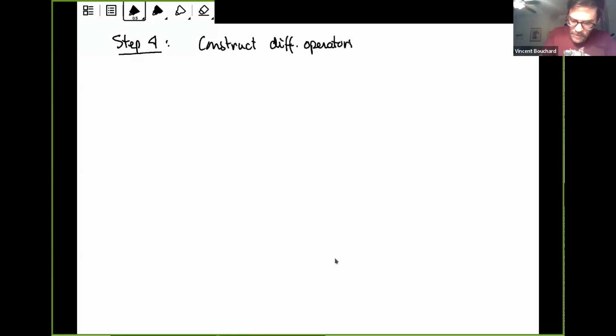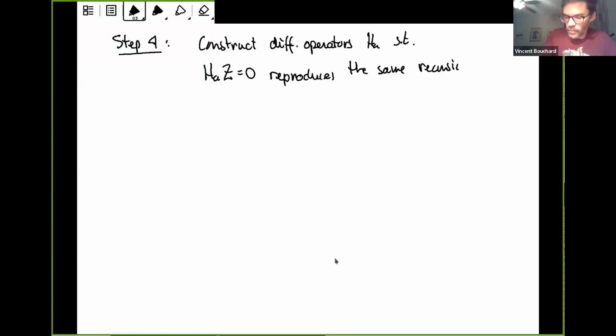And the last step, when you have that, is to now rewrite that as differential constraints. So what you do last is you construct differential operators, H_A, such that when you act on Z, this gives you the same recursion. Okay, so I'll do some examples, so it will be clearer, hopefully. But this is how you do it, essentially.